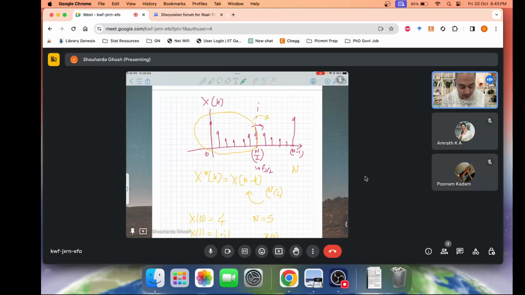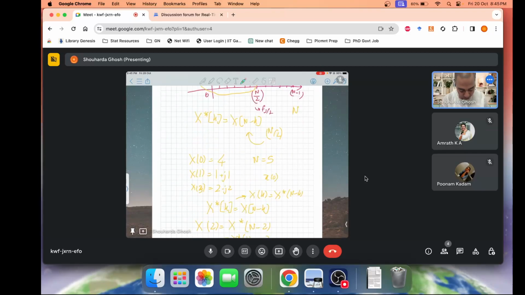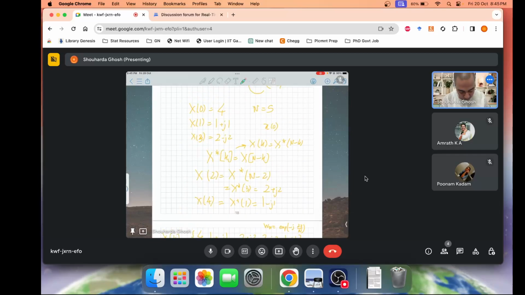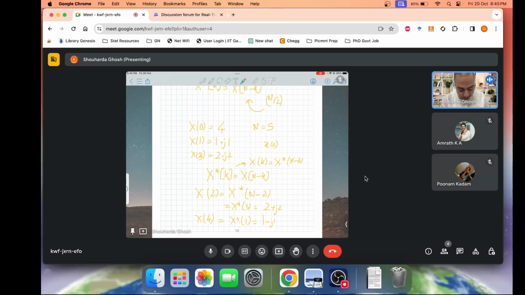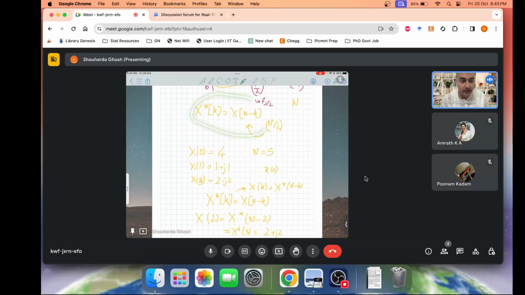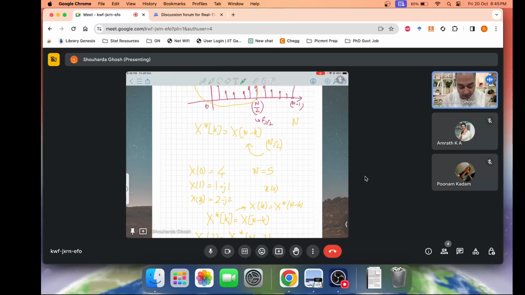X star k equals X of N minus k. Because of it, that's why when you plot the frequency response in MATLAB, you only plot the first half. And this is a certain property that will help you in solving multiple problems in the exam. If you are told that some samples of the DFT are given, let's say X of 0, X of 3, X of 5, X of 7, then the other samples can be simply found using this equation.